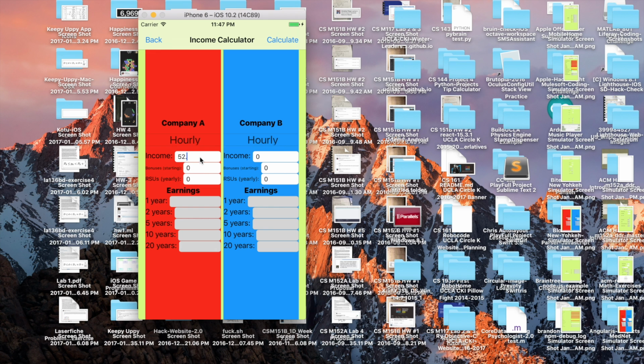Actually, let's give a better example. $52.88. Bonuses of 15K, and RSUs of like 12,500. And let's say company B is only giving you its salary in terms of monthly. So let's say you get paid $9,000 a month, like Snapchat. You would see exactly the amount you would make over the course of 1 year, 2 years, 5 years, 10 years, and 20 years for both companies.